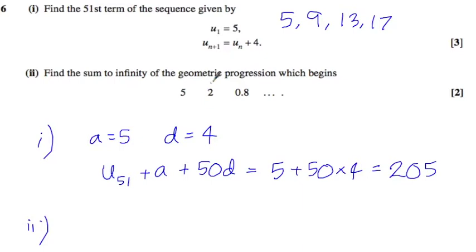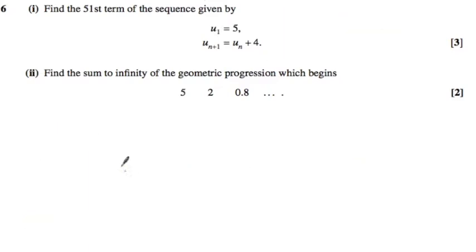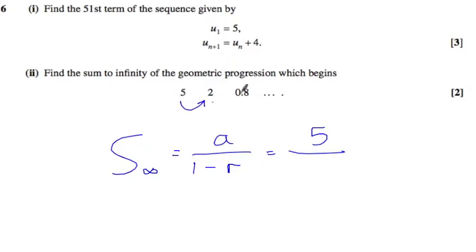Part 2, they tell us is a geometric progression which begins 5, 2, etc. And they want the sum to infinity. So you get the formula in your formula book. That's going to be a over 1 minus r. So our first term is 5, and then we've got to think, well, what do we times 5 by to get 2? So in your calculator if you like, you can do 2 divided by 5, so that's 0.4. So it would be 5 over 1 minus 0.4, which is 25 over 3, or 8.3 recurring if you like.